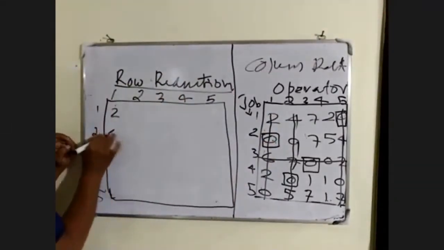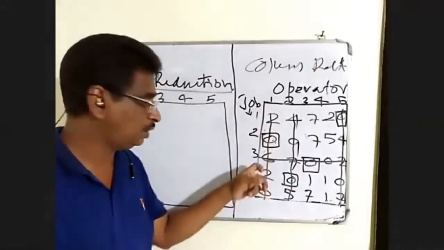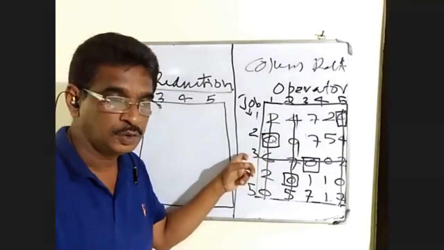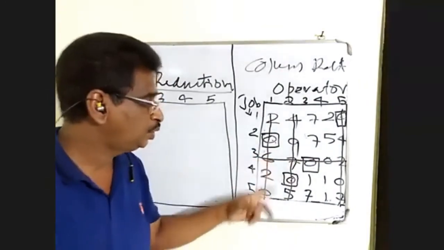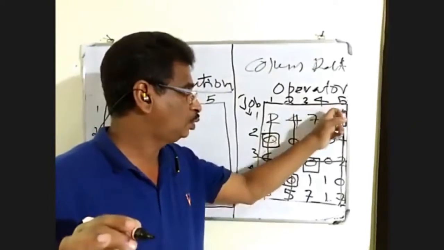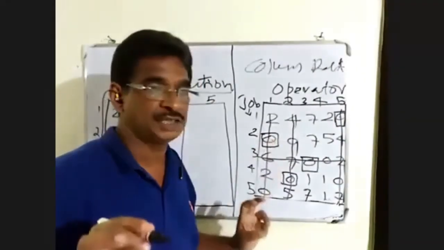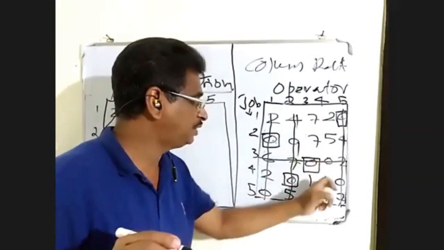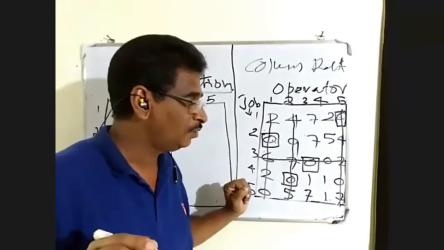2, 0. But look here, this is the intersection of rows and columns. Can you see? This is the intersection point. Now look at the undeleted values: 7, 2, 7, 5, 1, 1, 7, 1. Which is the minimum value here? 1 is the minimum value.